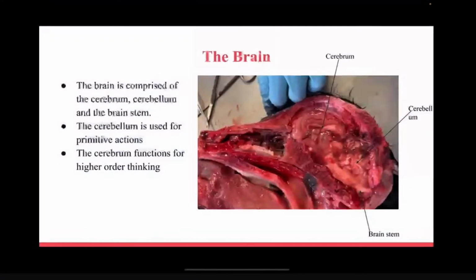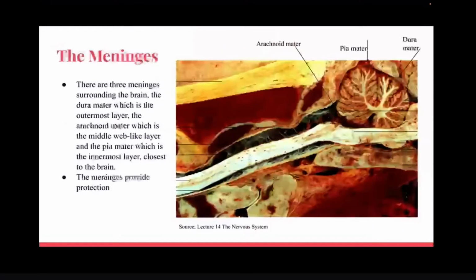The brain is comprised of the cerebrum, cerebellum, and the brainstem. The cerebellum is used for primitive actions, and the cerebrum functions for higher order thinking. There are three meninges surrounding the brain: the dura mater, which is the outermost layer, the arachnoid mater, which is the middle web-like layer, and the pia mater, which is the innermost layer closest to the brain.